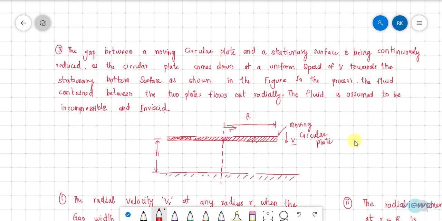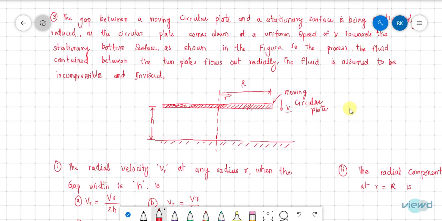So here there is a surface and there is a moving plate that is coming downwards. So this is the moving plate that is coming downwards with the velocity v, and the distance between these two plates is h, and it is continuously reduced due to coming down of this moving plate.